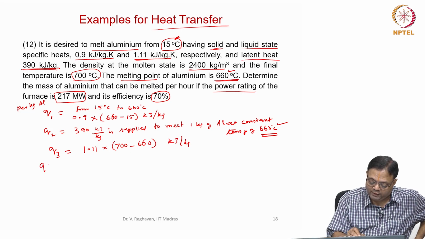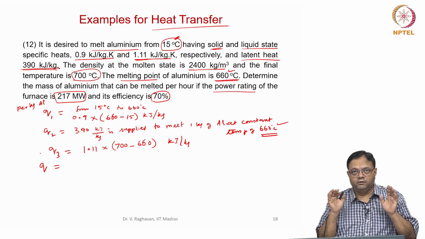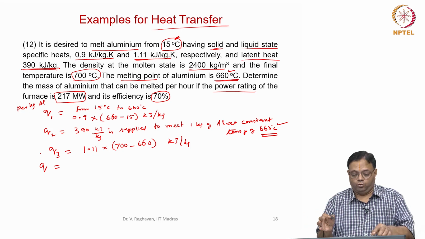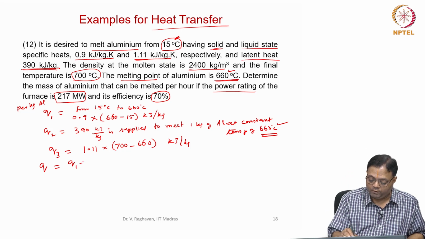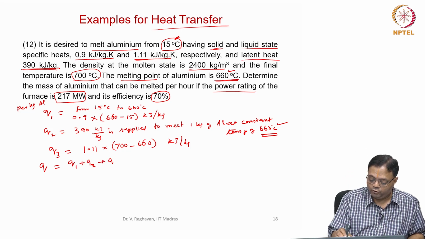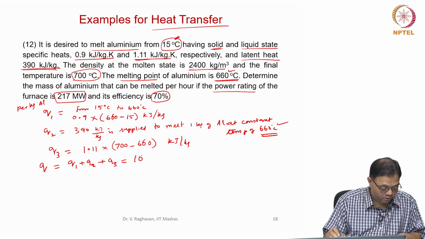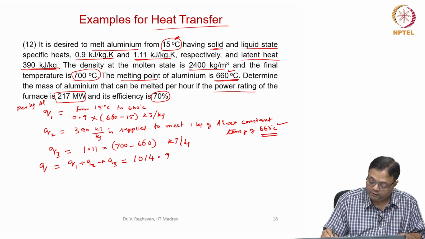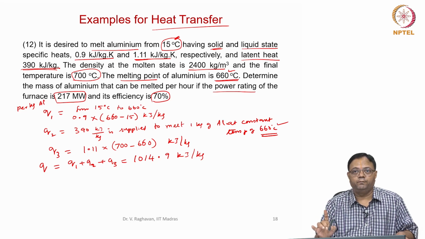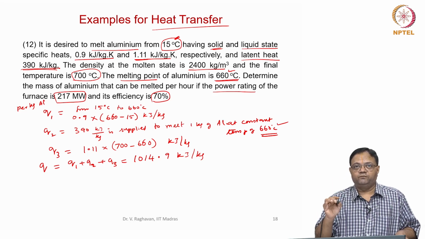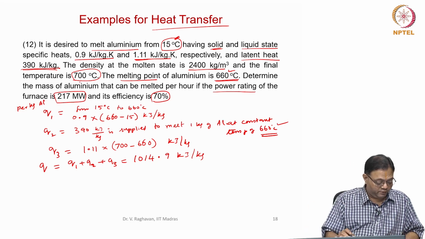So now what is the total heat required per kg of aluminum to melt it and increase the temperature to 700 degrees centigrade, starting from the initial temperature of 15 degrees? That will be equal to Q1 plus Q2 plus Q3, which is equal to 1014.9 kilojoule per kg. This is the heat required for 1 kg of aluminum to be melted from an initial temperature of 15 degrees, and the molten aluminum temperature increased to 700 degrees centigrade.